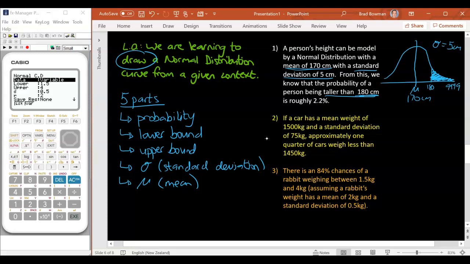And finally, the probability, at 2.2%, that relates to the shaded part. So that there is 2.2%. So you can see all 5 bits of information are present in our graph.